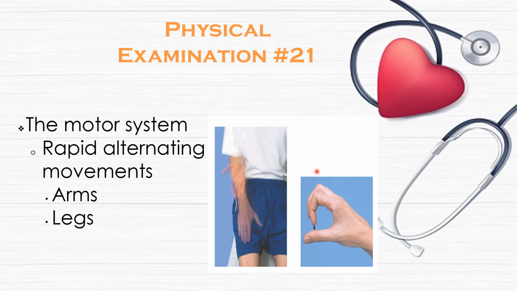In those with cerebellar disease, instead of alternating quickly, these movements are slow, irregular, and clumsy, and this abnormality is called dysdiadochokinesis. Upper motor neuron weakness and basal ganglia disease may also impair rapid alternating movements, but not in the same manner.